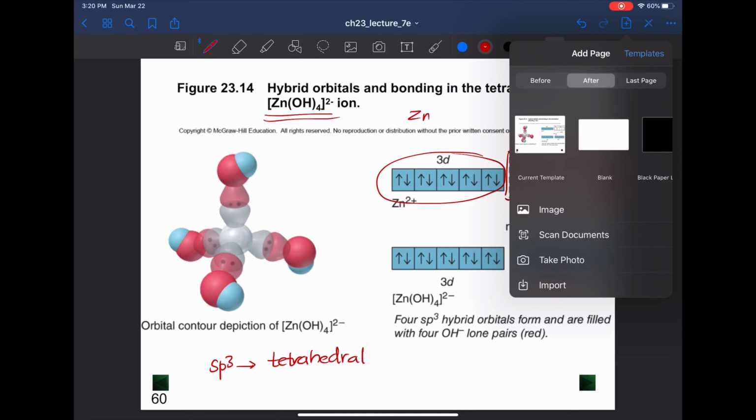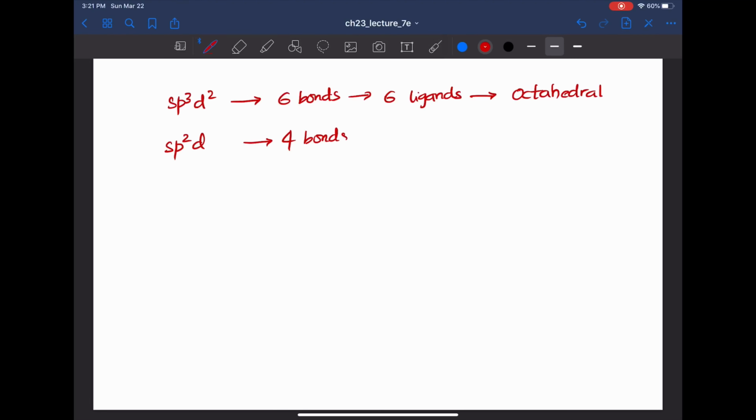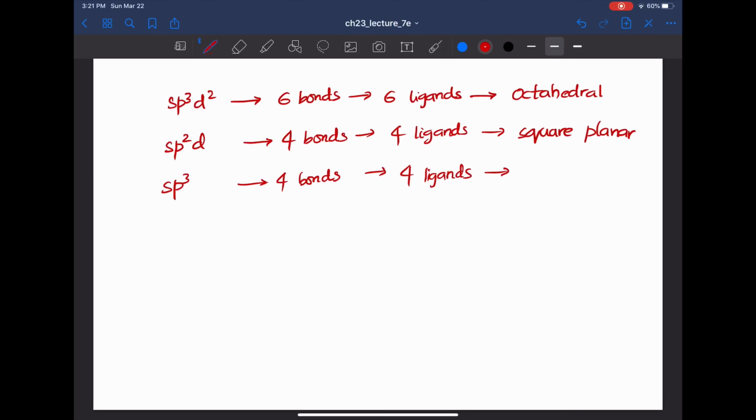So this is the summary of the structures. At what time do you get what structure? If it has sp3d2, you have 6 bonds and 6 ligands, which results in an octahedral structure. If you have dsp2, you form 4 bonds with 4 ligands, and that creates a square planar structure. And if you have sp3, you still form 4 bonds with 4 ligands, but you end up with a tetrahedral structure.